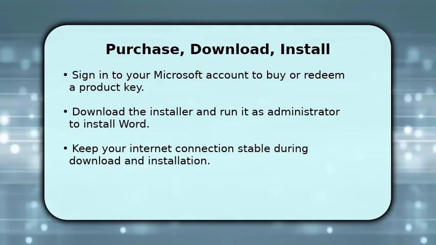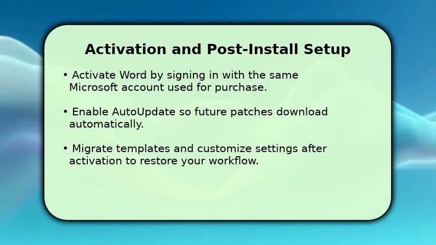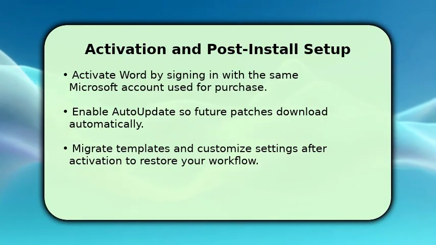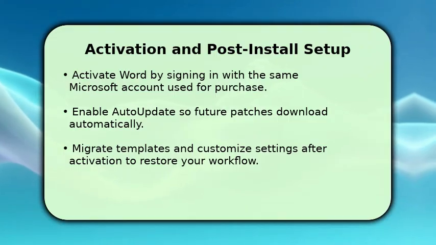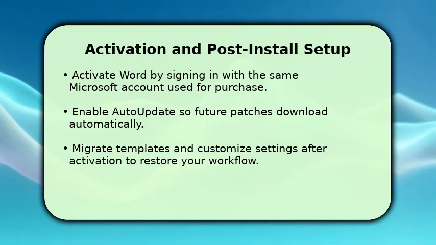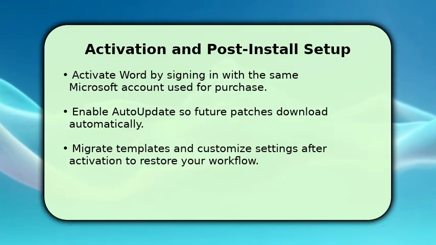After installation, launch Word and activate it by signing in with the same Microsoft account you used to purchase. If you bought a product key, enter it exactly as shown to activate Office. Enable Auto Update in Word settings to receive future security patches automatically.